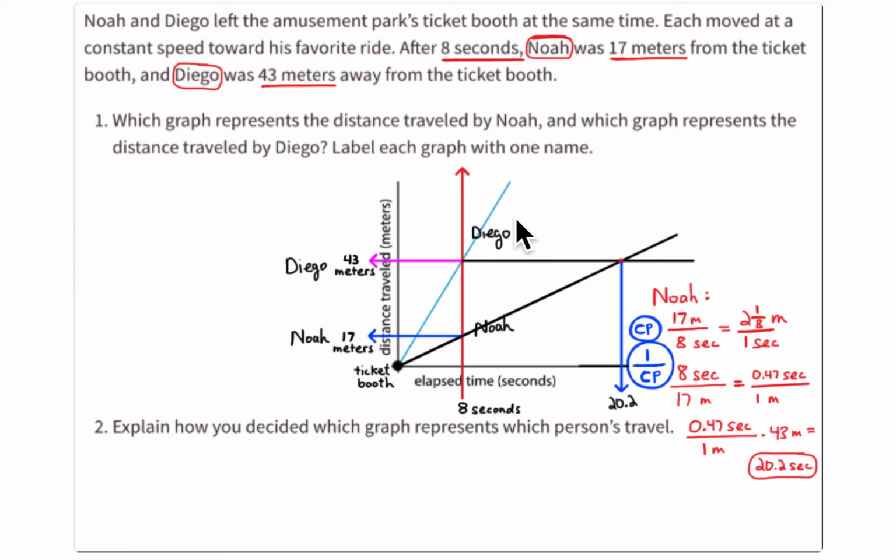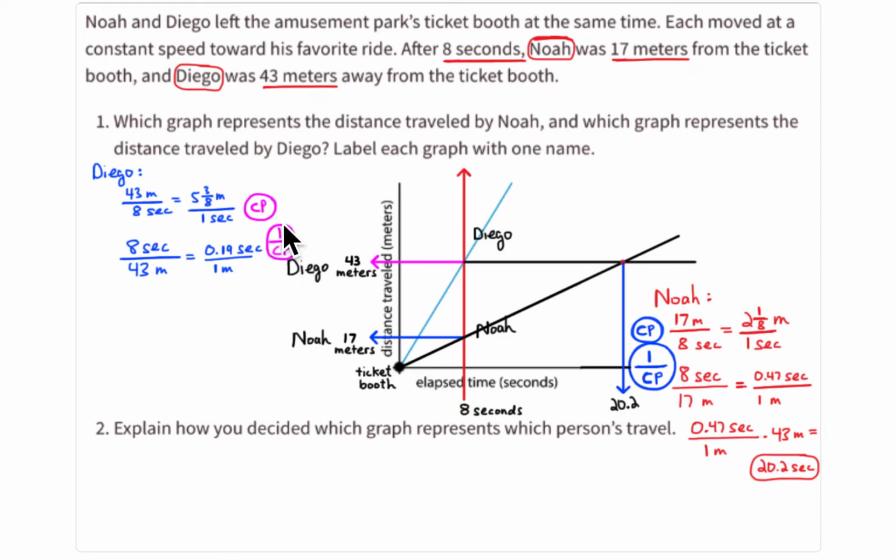Now, what I want to know also is how long does it take Diego to travel 17 meters? So that's right here. What's this time? So when Diego's traveled 17 meters, how long did that take him? So that's the time right here. I want to figure out what that time is. So in the same way, I'm going to figure out his constant of proportionality. It's 43 meters per 8 seconds. Now notice, 40 divided by 8 is 5. And so 43 meters divided by 8, it's going to be a number close to 5, a little bit more than 5. So it's 5 3/8 meters in 1 second. But I want to know his pace.